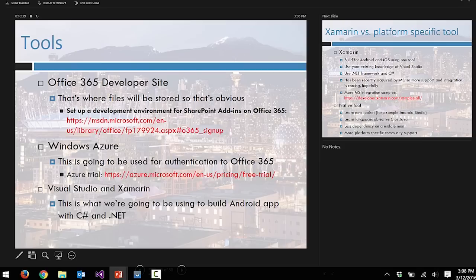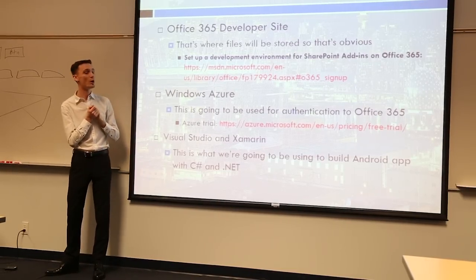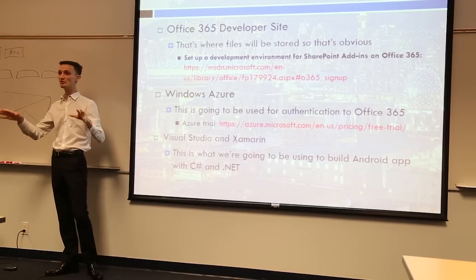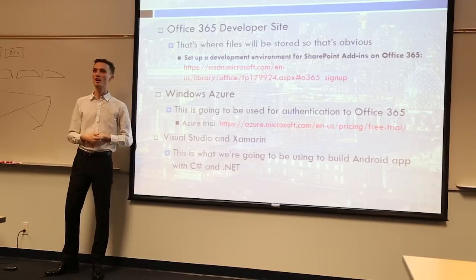We're going to be using Windows Azure. Now, you may be wondering, why are we using Windows Azure? Because in order for your native app to log into Office 365, you have to use this as a middleman. So Windows Azure is a middleman for you to log in from your native app to Office 365. There are some other reasons why you want to use Azure, to do things like push notifications, right?